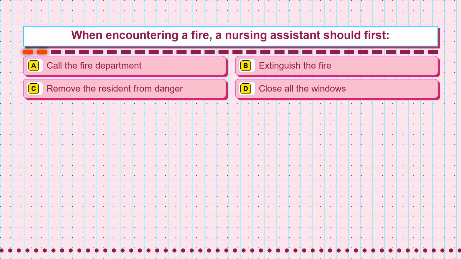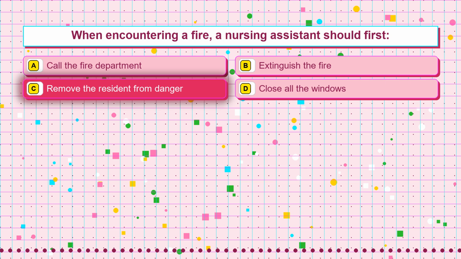Question 87. When encountering a fire, a nursing assistant should first: Option A. Call the fire department. Option B. Extinguish the fire. Option C. Remove the resident from danger. Option D. Close all the windows.